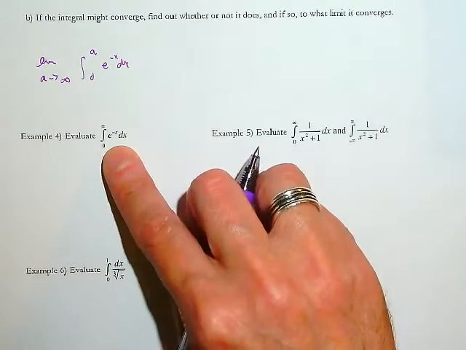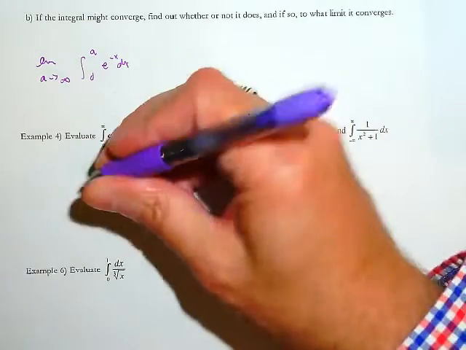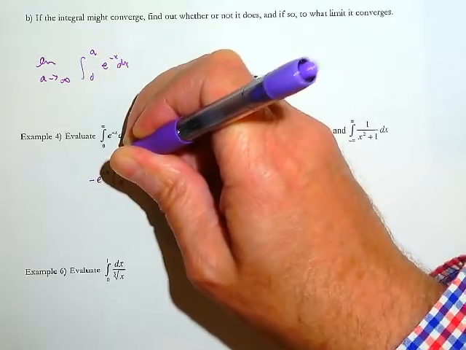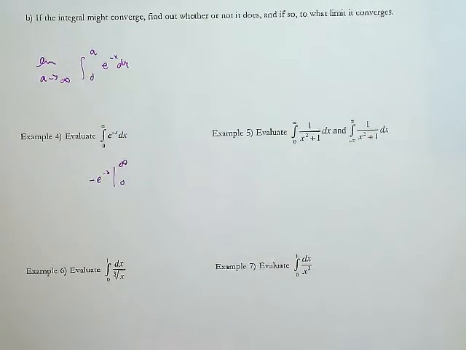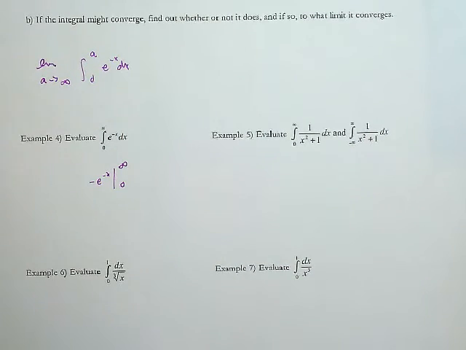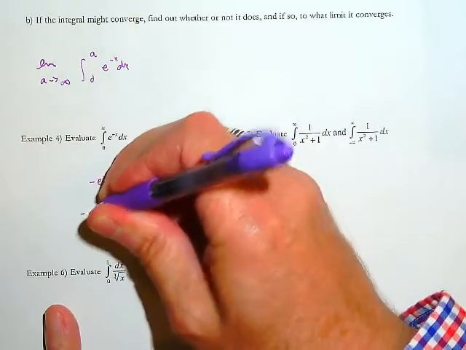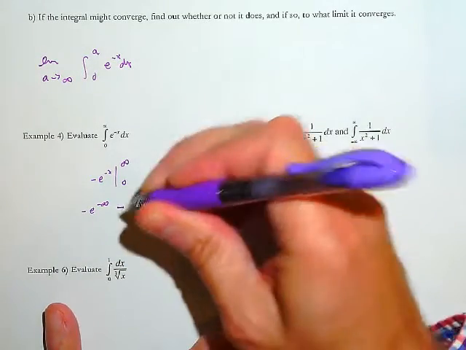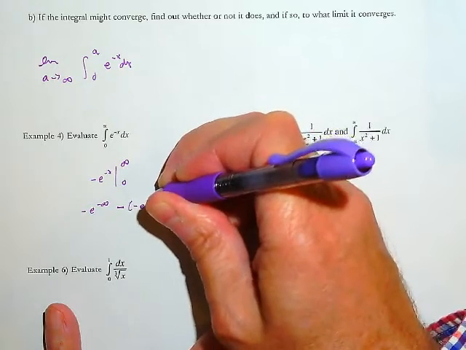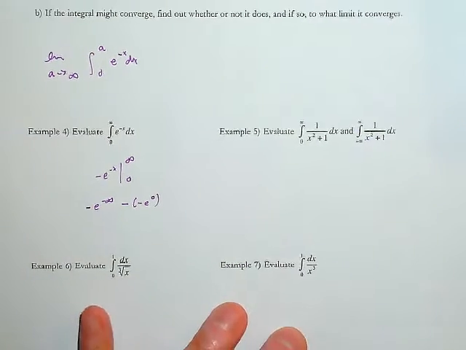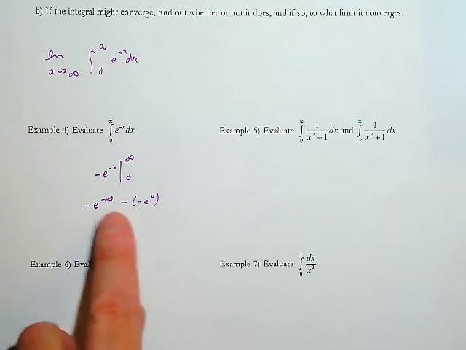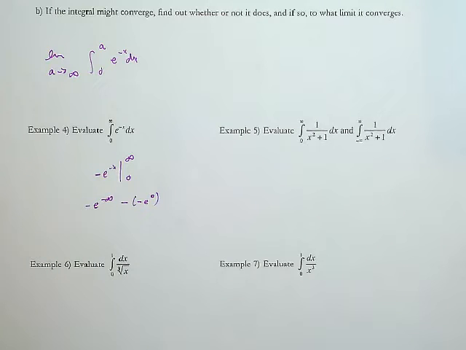What's the antiderivative of e to the negative x? Well, you got negative e to the negative x from 0 to infinity. Okay? Plug in that limit there. You got negative e to the negative infinity minus negative e to the 0 power. All right? And again, you'd have limit as a approaches infinity, negative e to the negative a, that kind of thing. So you've got this.